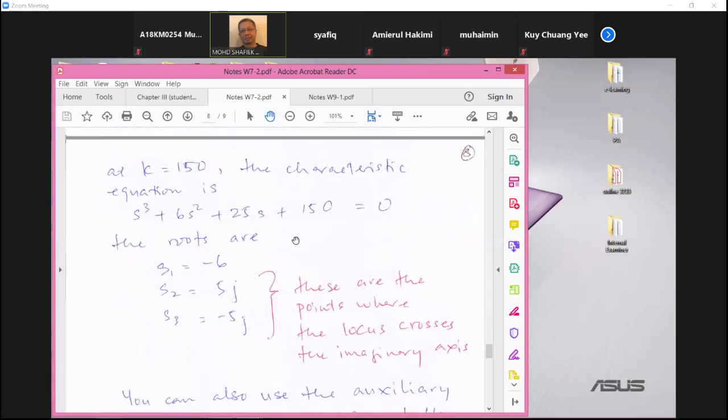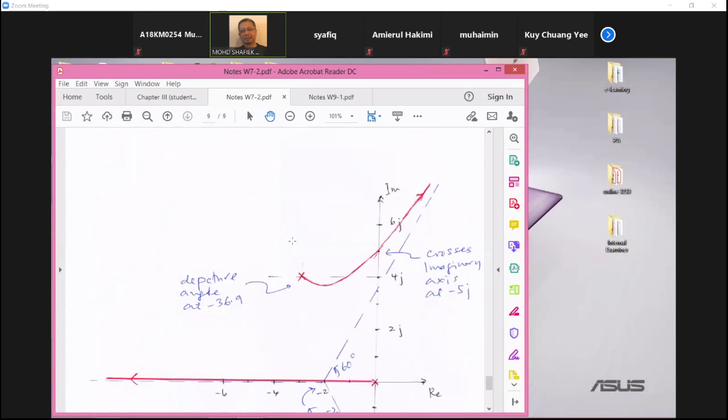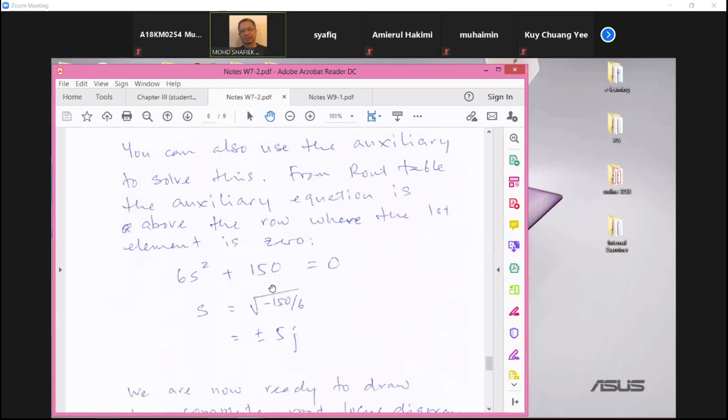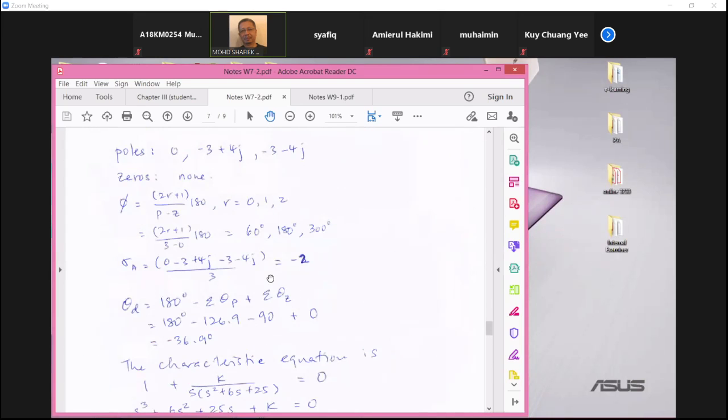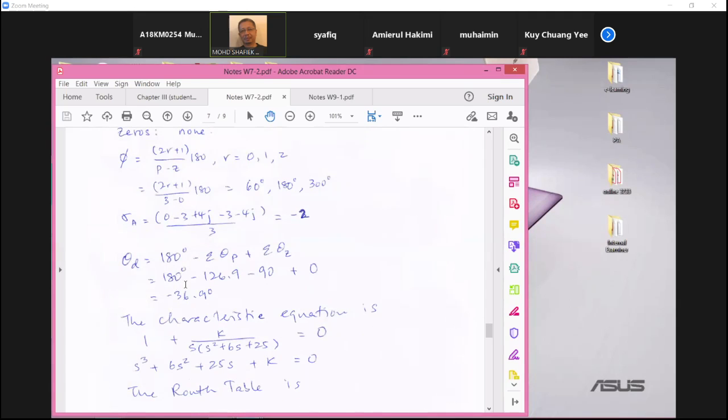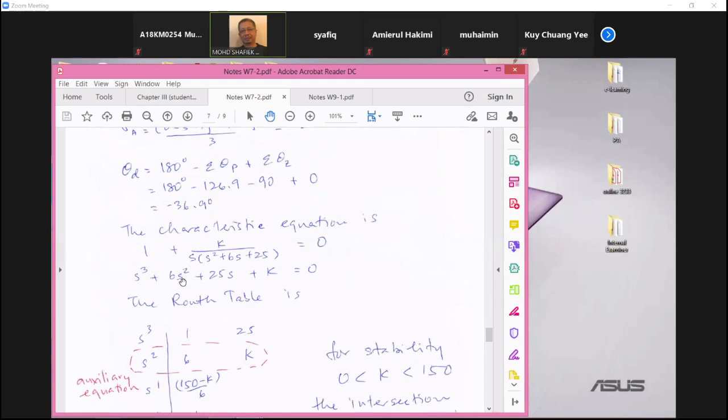The Routh table, the Routh criterion, the Routh stability criterion, because the value of K there is going to make the system marginally stable. So we can determine the point where the locus crosses the imaginary axis from the Routh table. Okay, so we are done with the departure angle, and then we need to find the intersection with the imaginary axis. So we get the characteristic equation.